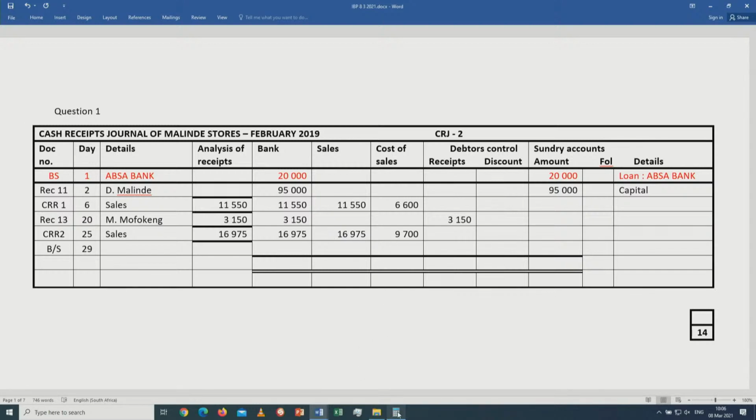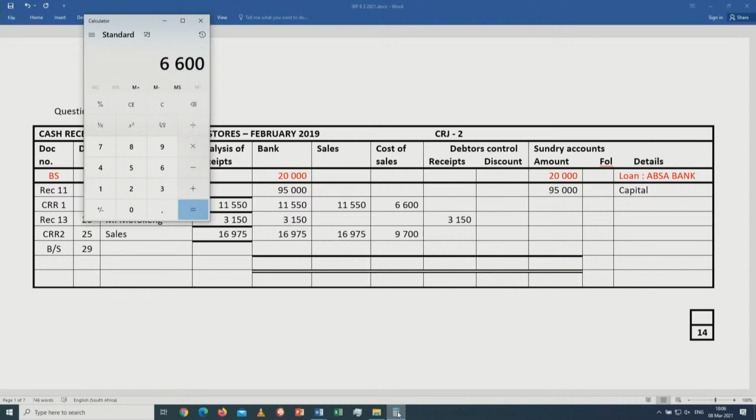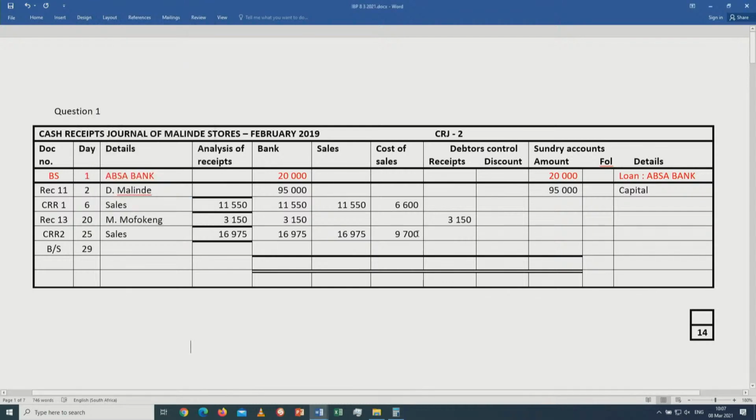The cost of sales, then let's go to our calculator again for cost of sales. Under cost of sales, we are going to have 16,975 multiply. Remember the formula. I think you did it a long time ago. Multiply by 100, and then you divide by 175. Then you have enter. Your answer will be 9,700, which is this one. So remember to calculate cost of sales once you are given the markup. All right, and then let's go to the next transaction.